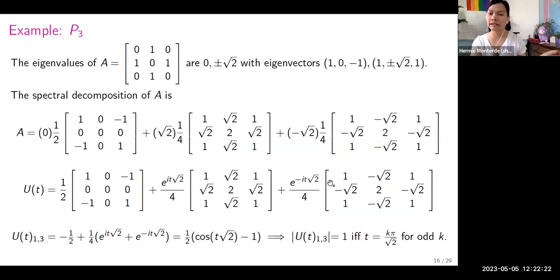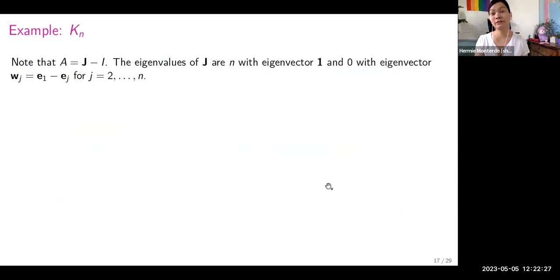So before we go to that, I'll give you another example, which you're probably quite familiar with, the complete graph on n vertices. As we know, the adjacency matrix of the complete graph is just the all ones matrix minus the identity, right? Now, I'm using matrix theory here because that's my jam. So the all ones matrix, the eigenvalues of that are just n and 0, right? n with eigenvector the all ones vector, and 0 with eigenvectors e_1 minus e_j.